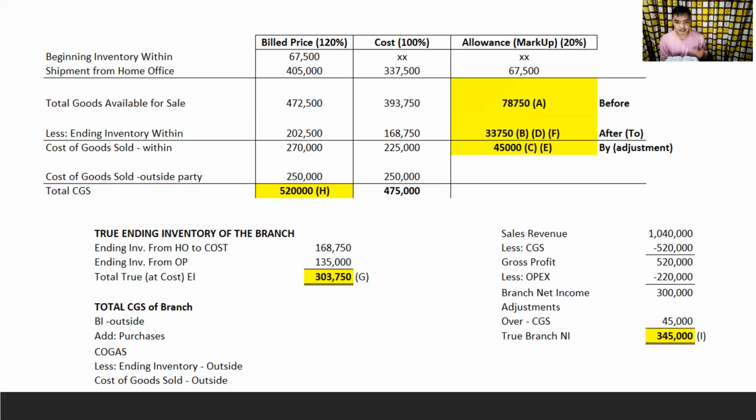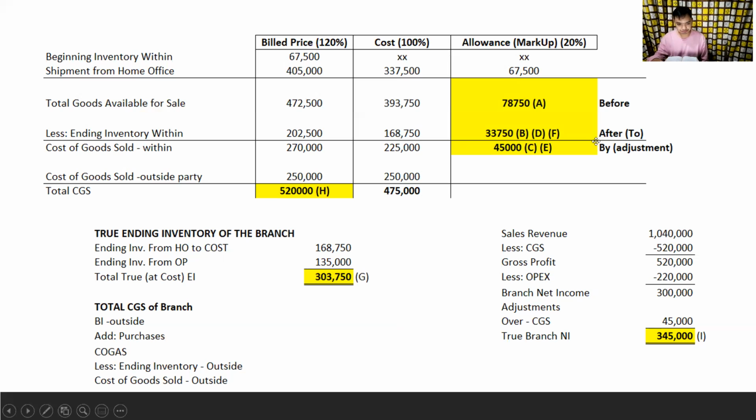So next is the cost of goods sold. You can get the answer by minus the 78,750 of total goods available for sale to ending inventory. You'll get 45,000. You can also get it by cost of goods sold divided by bill price. You will get the cost minus again the 270,000. You will get 45,000. Again, that is the adjusted by, and this is the overvaluation of cost of goods sold. Okay, you can compute everything.